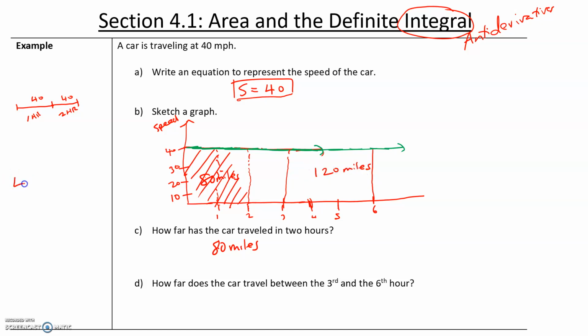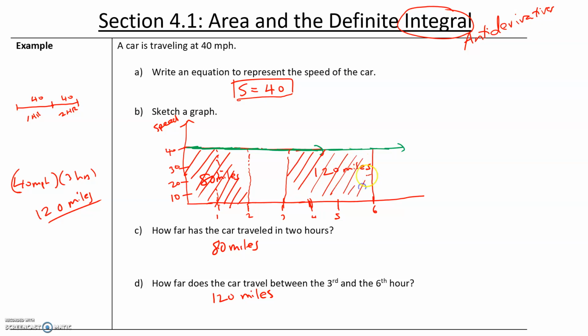Okay, which makes sense, right? It's going 40 miles per hour. We're traveling for 3 hours, so 40 times 3 is going to be 120 miles. But here's what we want to recognize: the area under the curve represents the distance traveled. We've got the speed on one axis, and the number of hours on the other axis. So the area under the curve represents the distance traveled.